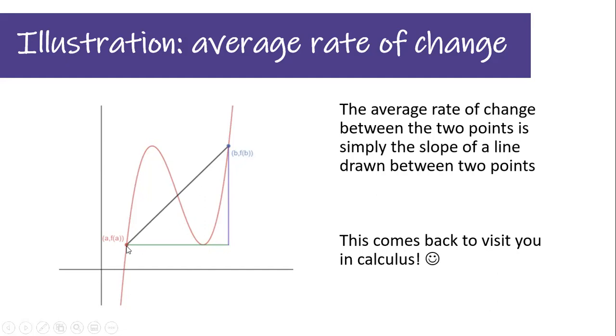But really, our average rate of change is just that straight line slope. Doesn't matter what it does between, it's an average. We're kind of smoothing it over. So all we're going to do is find the slope between these 2 points. So we do y2 minus y1 and divide by x2 minus x1 to get that slope. As I said before, this comes back to visit you in calculus. If you find yourself in that class, it actually is one of the fundamental underpinnings of a lot of what you'll do in Calc 1.